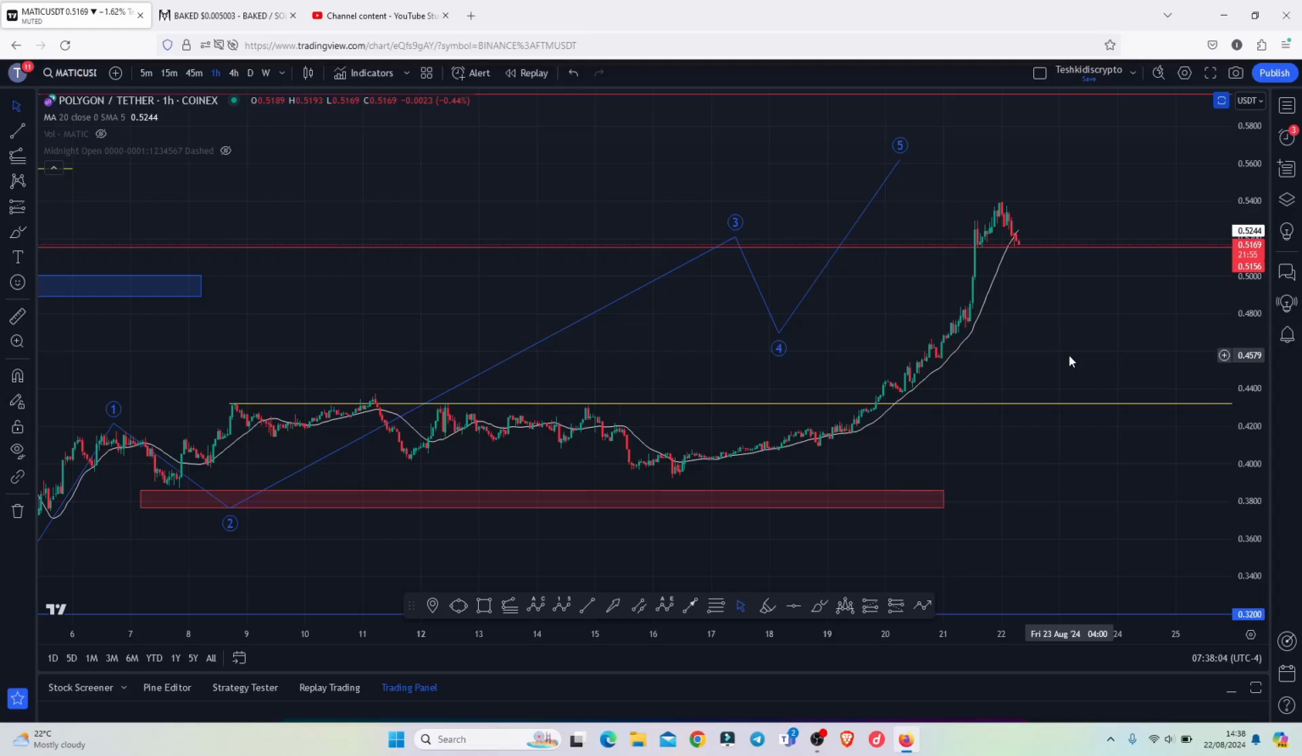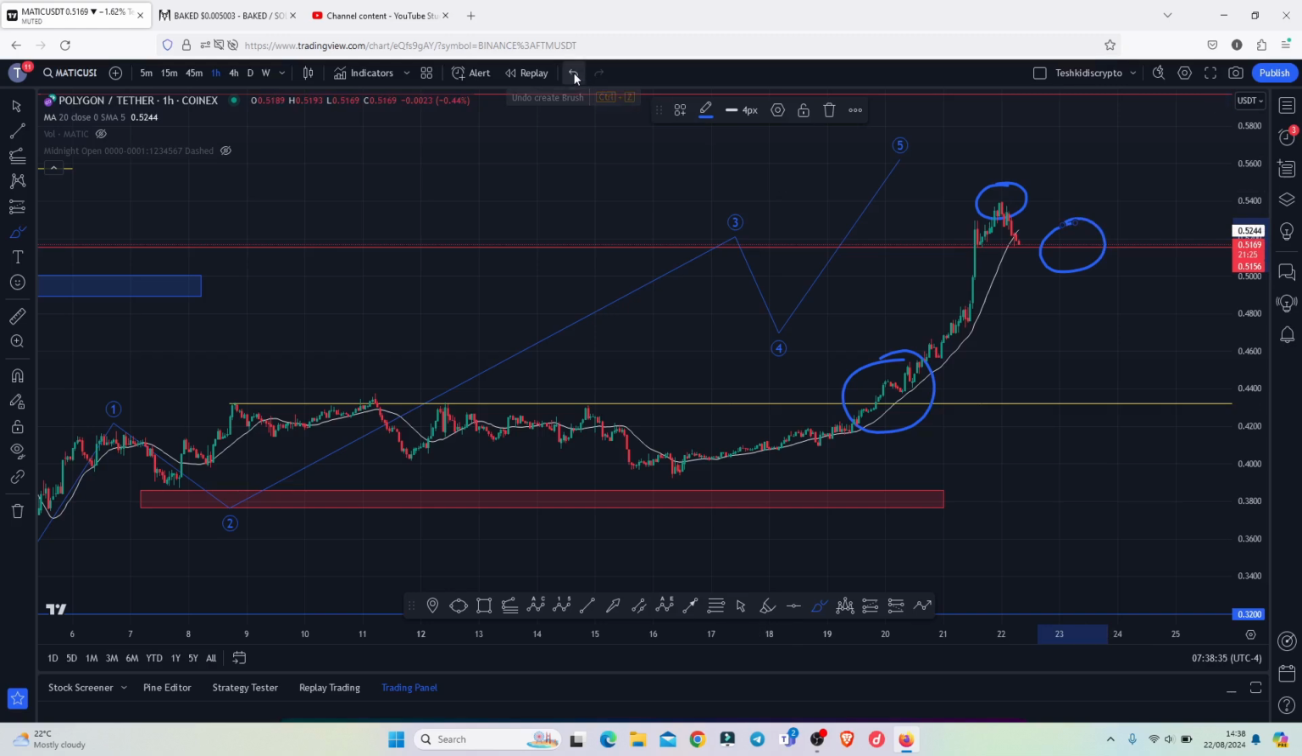Polygon Matic is now seeing a bit of a breakdown move after an aggressive bounce yesterday, breaking above significant key areas of resistances in a move that gave us a high above the 0.54. And at the time of this recording, Polygon Matic is holding above support above the 0.5169.